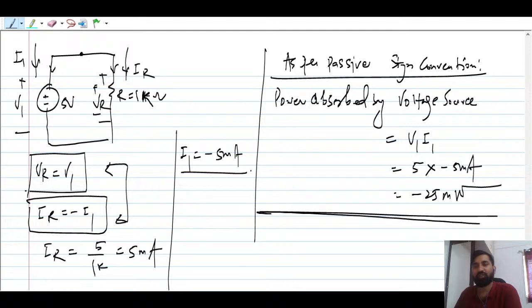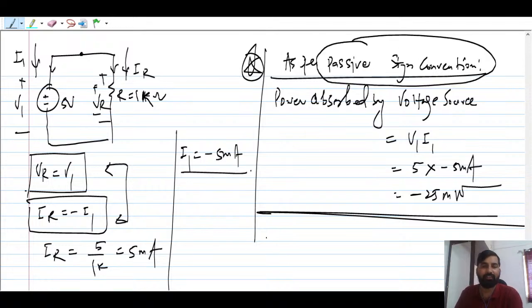So if someone is going to ask you what is going to be the power absorbed, it is minus 25 milliwatt. And if you want to say that power has got delivered by the voltage source, it is 25 milliwatt, right? So here the power is negative. I think this is clear. Why is this negative sign coming? Because of this current, because of my passive sign convention, right?